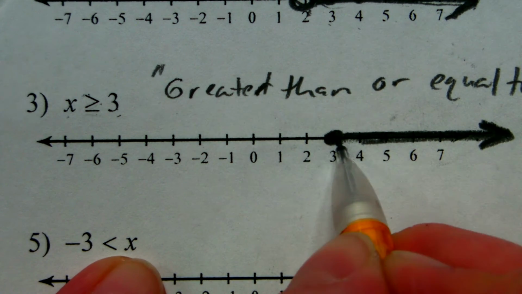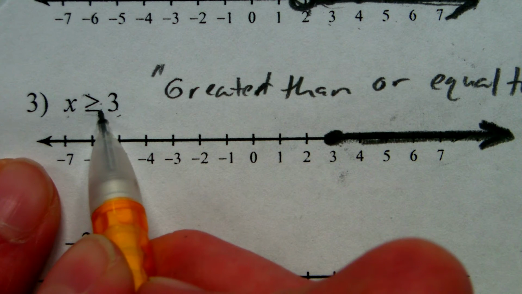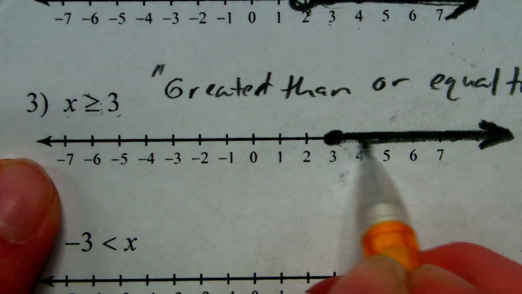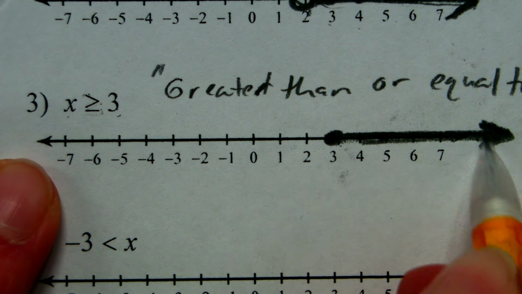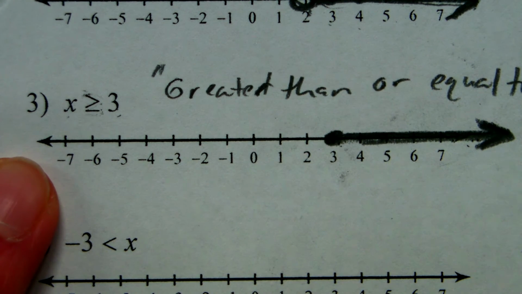are bigger than 3. So the difference on this, when they put that little bar, it's like part of an equal sign. It means that 3 gets to be included on the solution. It's either 3 or it's bigger. And then this arrowhead, again, goes with the greater than sign. It's pointing the same direction, so that's kind of cool.